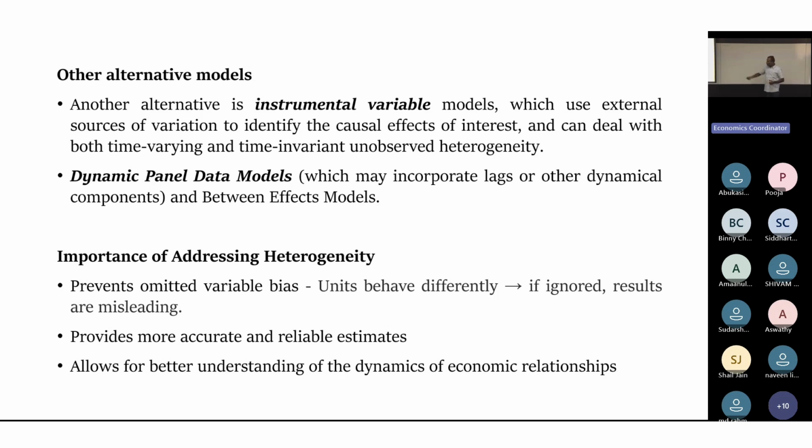That's one way. The second thing is dynamic panel models. As I told you, I'm talking only about simple panel data. So in dynamic panel models, you can include lagged values of other things and other dynamic factors also.